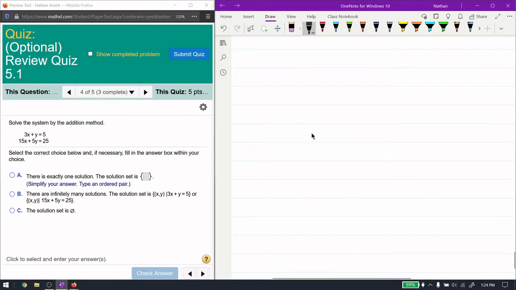Okay, here we can solve by addition. 3x plus y equals 5.